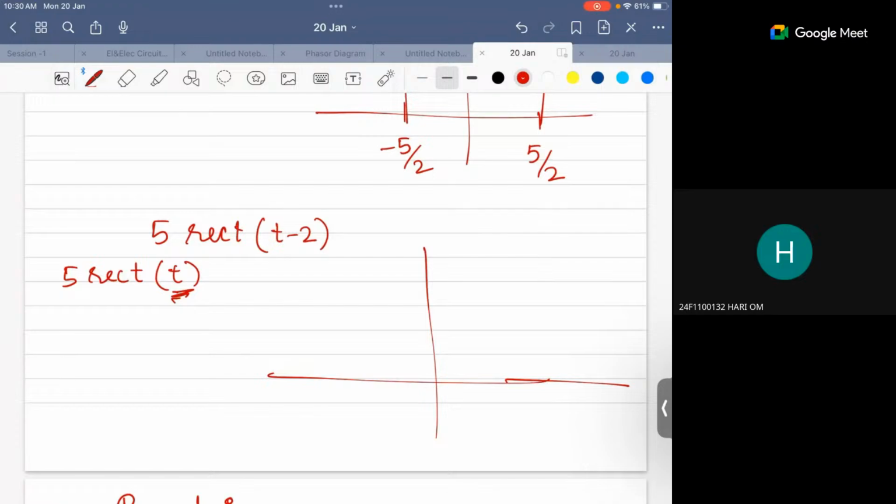This should have been the 3 by 2. If you just have to represent rect t, then this is the magnitude, minus 1 by 2 to plus 1 by 2. Now what you have to do? You have to add 2 at all the places. Correct. So it will start from 1.5 and go till 2.5.